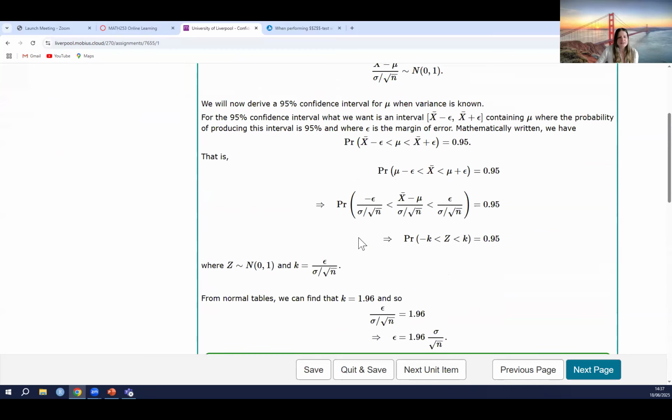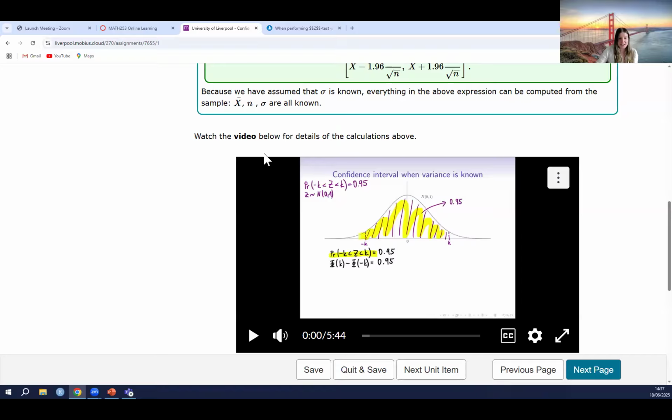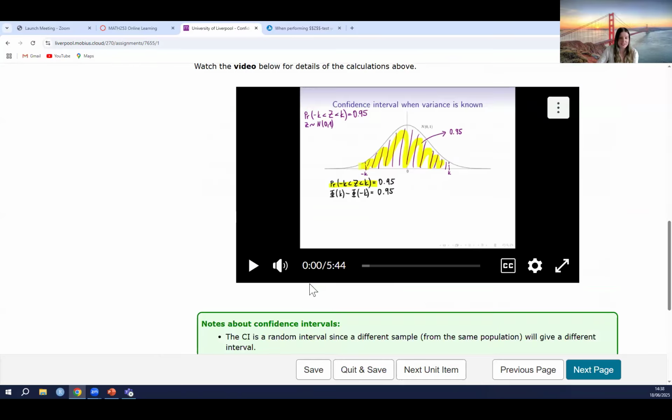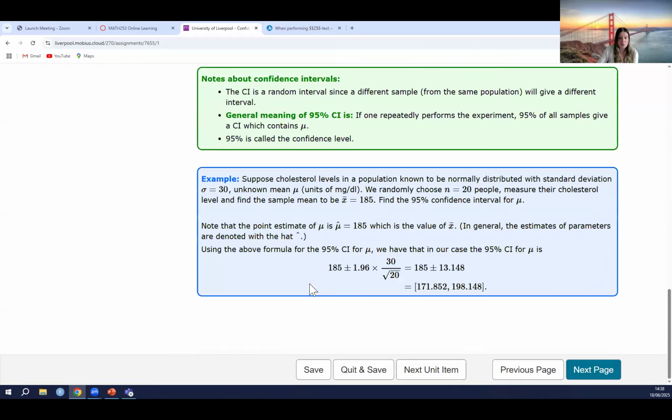In between the text, there are relevant videos. There are a few types of videos. Some videos explain concepts and main ideas. Some videos explain proofs or show details of the proofs or derivations, and some videos show examples. This is an example of a video which shows the derivation of this confidence interval. Students go through all available text and videos.